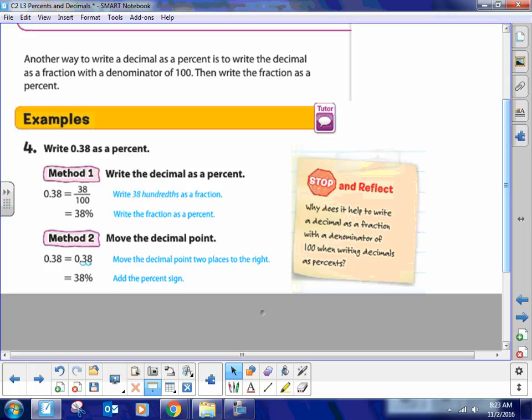Now it says stop and reflect. Why does it help to write a decimal as a fraction with a denominator of 100 when writing decimals as a percent?